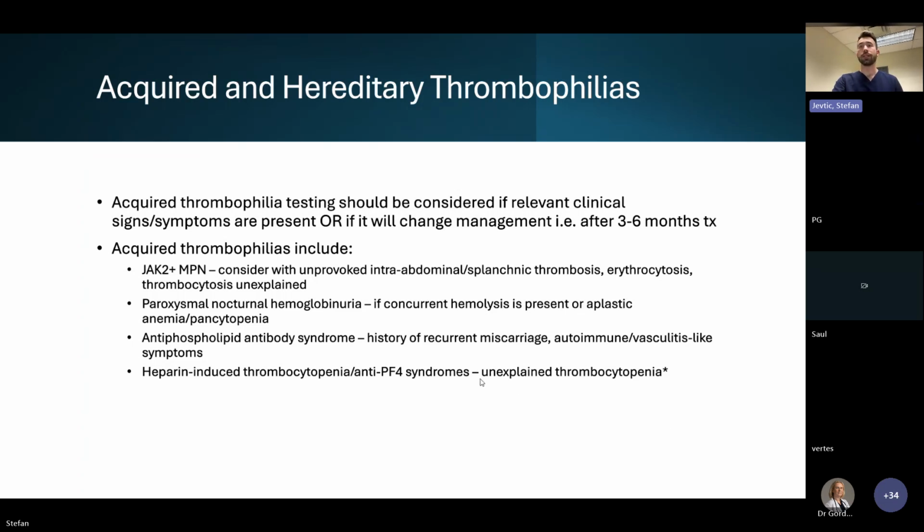And so how do you suspect this? What you should be looking for is typically someone coming in with an atypical thrombus, like a renal vein thrombus, adrenal vein thrombus, or CVST that's otherwise unprovoked, and they have concurrent thrombocytopenia that's not otherwise explained. In those cases, you should have a little flag go up saying, could this be an anti-PF4 syndrome? And then contact hematology to discuss and consider additional testing.